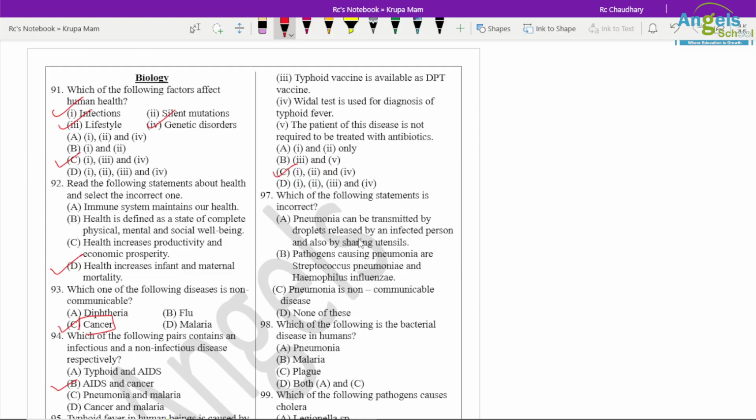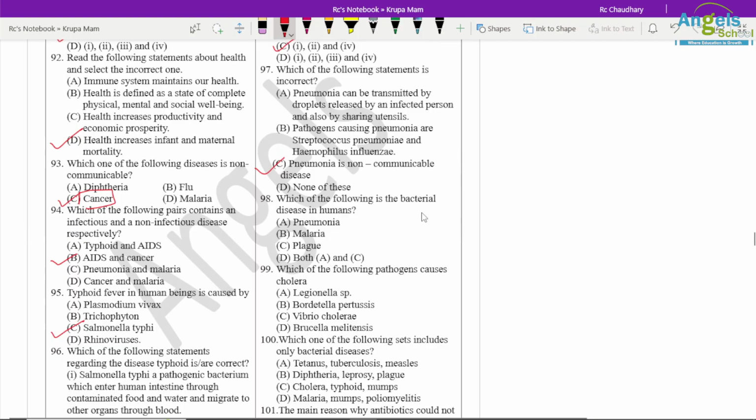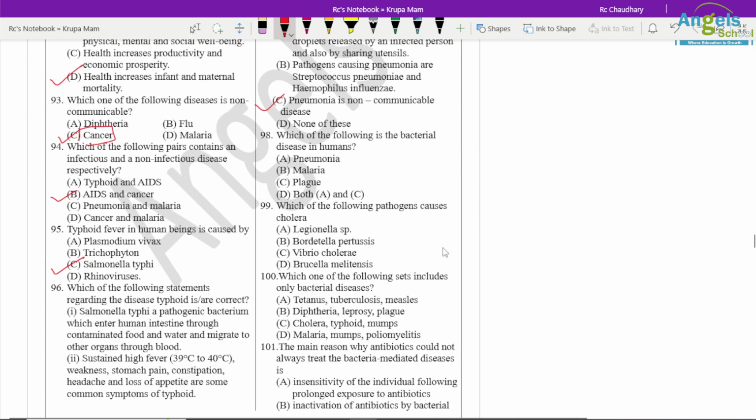Which of the following statements is incorrect? Pneumonia can be transmitted by droplets. Right statement. Pathogens causing pneumonia are Streptococcus pneumoniae and Haemophilus influenzae. Right statement. Pneumonia is a non-communicable disease. So it is a communicable disease, so it is an incorrect statement. Which of the following is a bacterial disease? So pneumonia and plague are bacterial diseases.